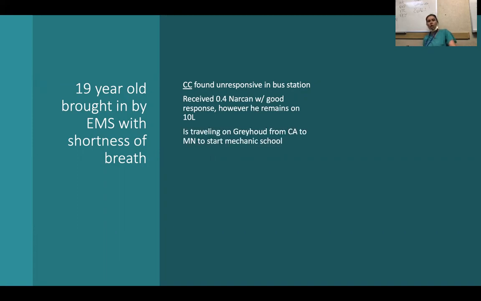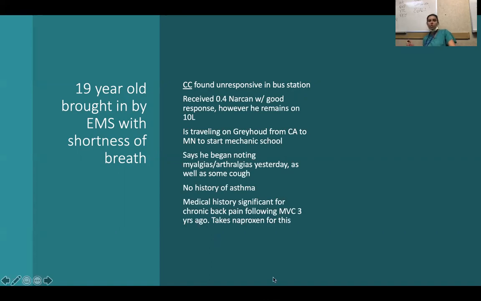You talk to him and he says he's traveling by Greyhound from California to Minnesota to start school as a mechanic. He says he'd been noting myalgias, arthralgias yesterday. He's been on the bus for like 3 days at this point and does feel like he was coughing yesterday. Doesn't have any history of asthma. Medical history is significant for chronic back pain following an MVC 3 years ago, for which he typically takes naproxen. He denies any smoking history or history of illicit drug use. What other questions do you guys have?